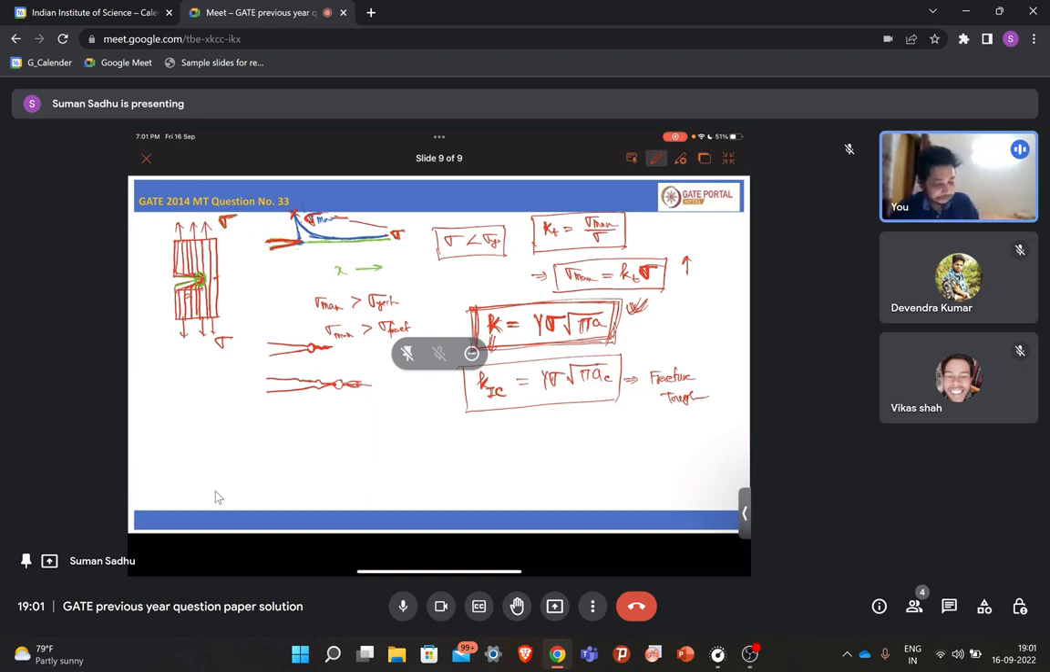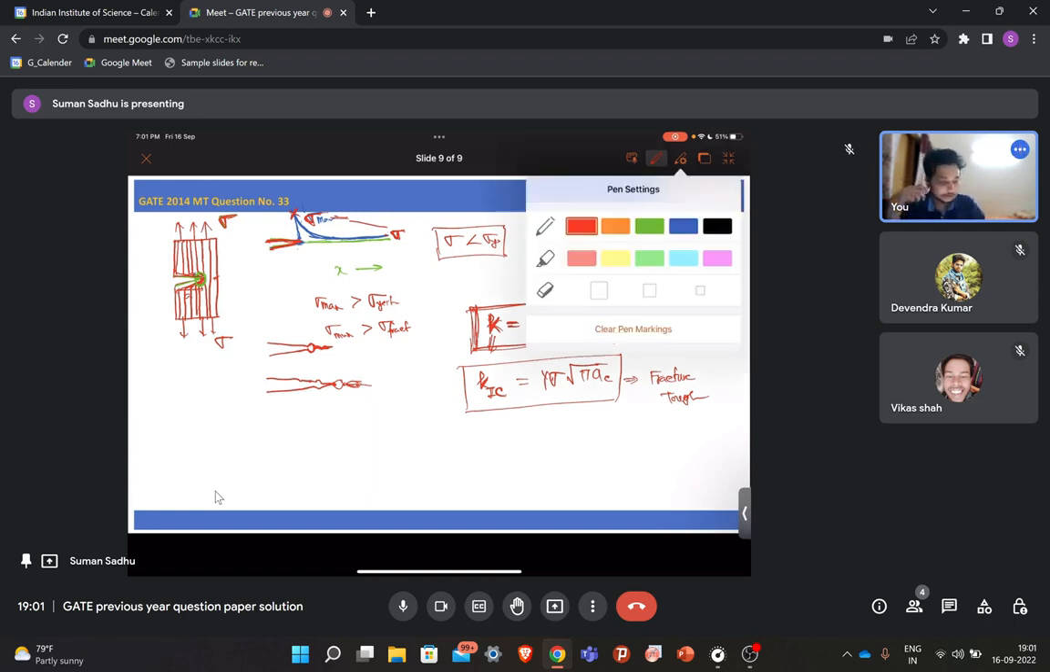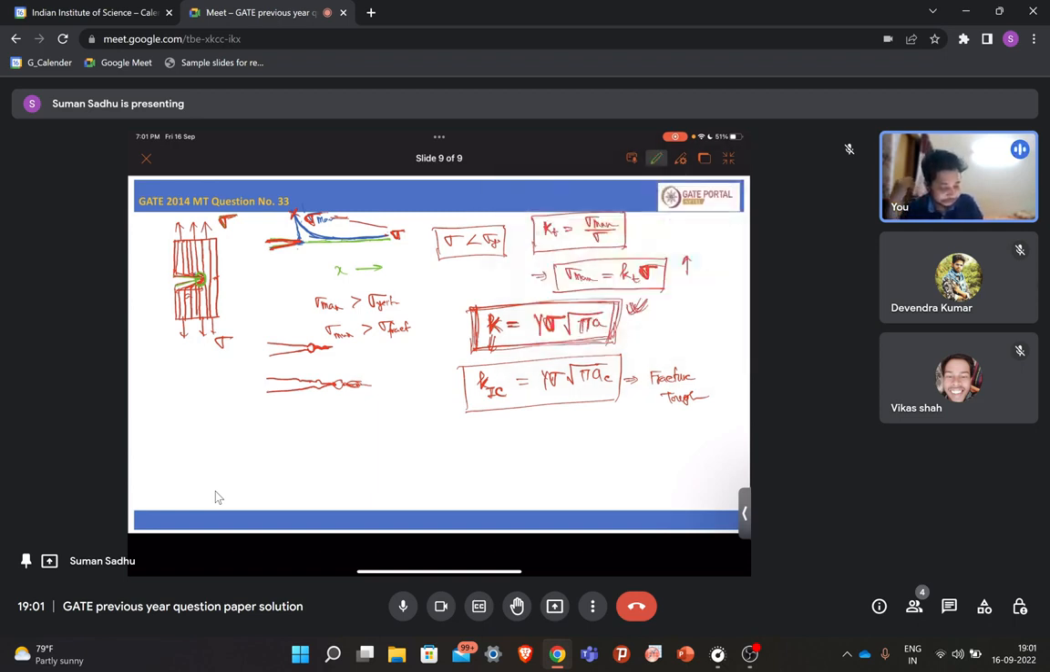So this is the relation between your applied sigma and the stress intensity factor. When this stress intensity factor reaches the critical value, it is called fracture toughness. That means at that critical value, your crack propagation rate will be very rapid, which will suddenly lead to fracture.